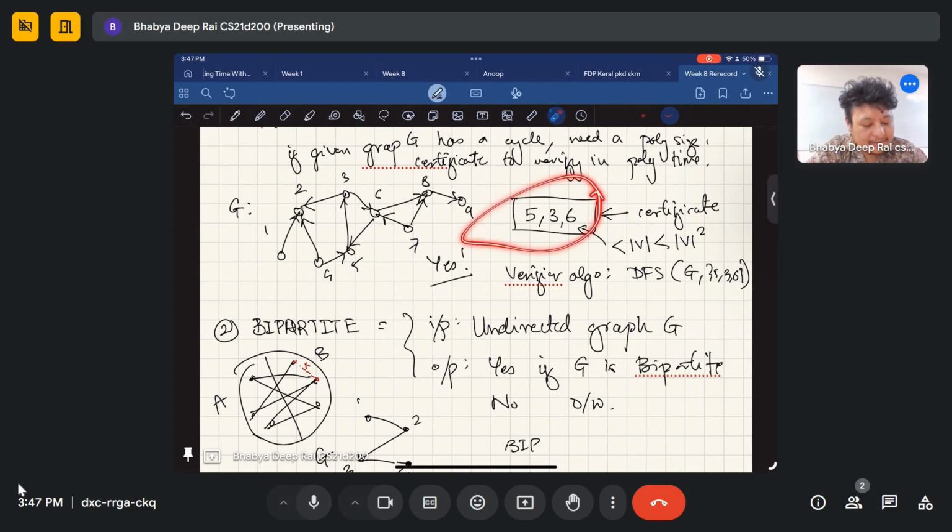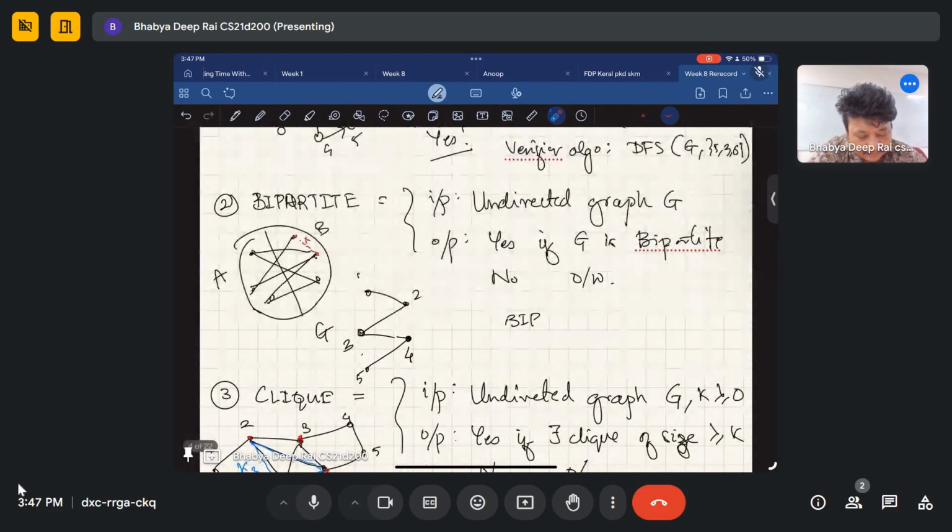So this of course will be smaller than v, and therefore it will be smaller than v square, which means that it's smaller than n, which is the size of the input, and which means it is polynomial size of the input. But what is a verifier algorithm? Well, I've written it as DFS given the graph, but do you need to do a DFS? If you give it in the correct sequence, I don't even need to do a DFS, right?